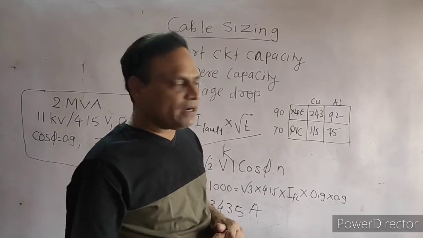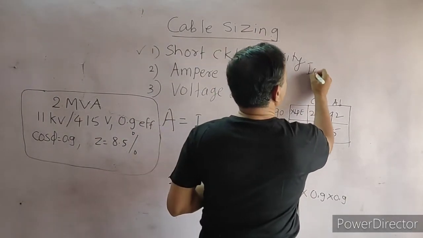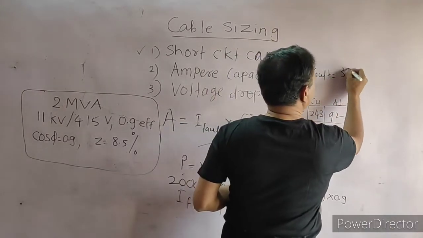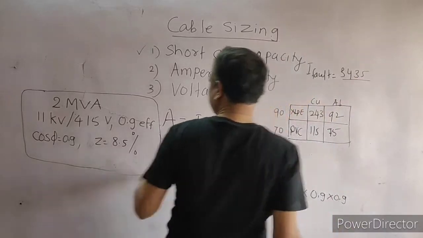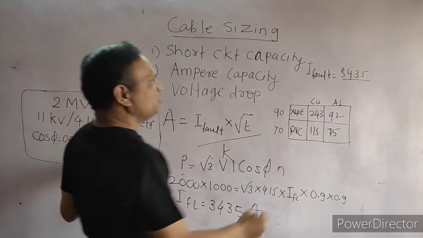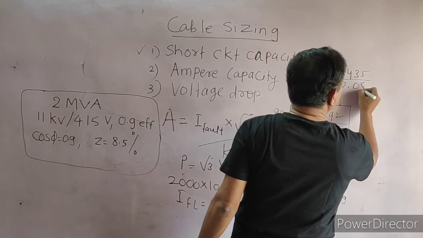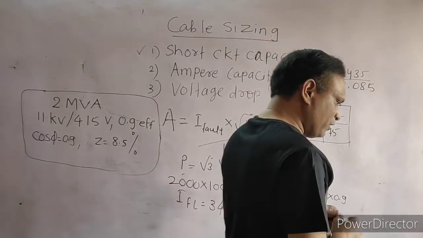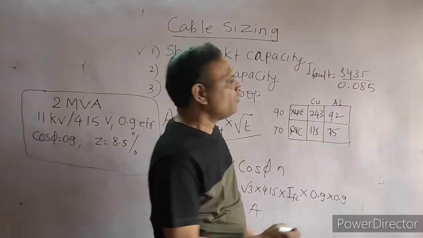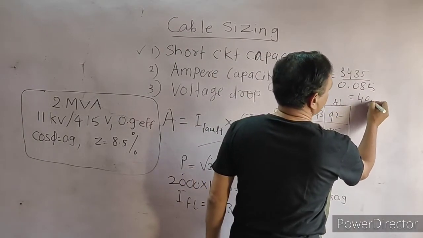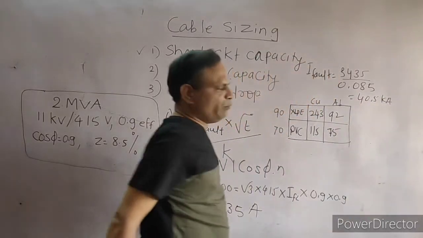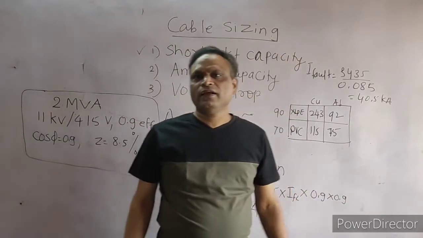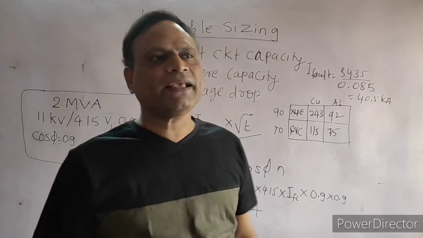Now after calculation of the full load current, if this full load current is divided by the percentage impedance, we will get the fault current. So this fault current, I fault, is equal to our full load current, that is 3435, upon our impedance, which was 8.5%, so it is 0.085. If we calculate it, it comes to a value of say 40.5 kiloamperes. So my circuit breaker should be of 40 kiloamperes breaking capacity.